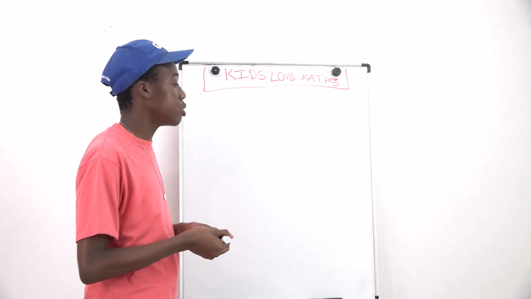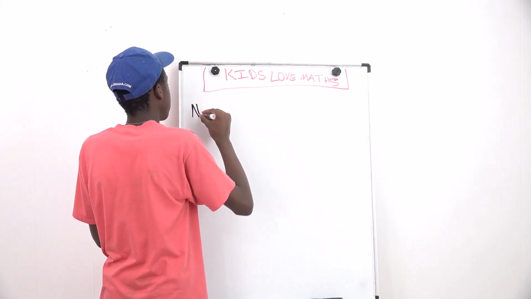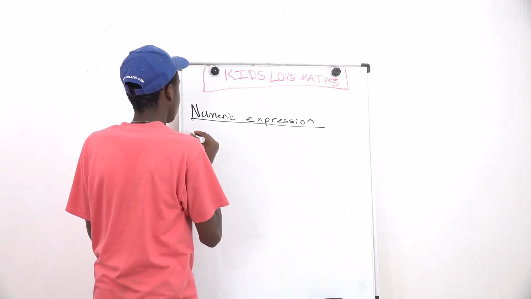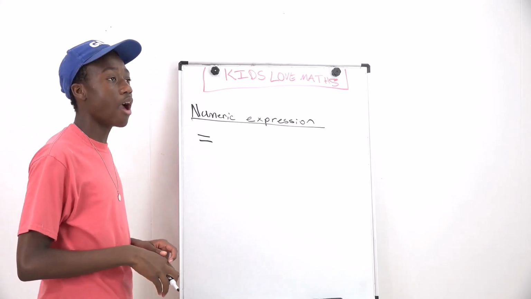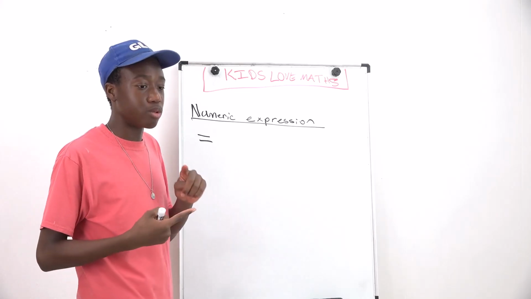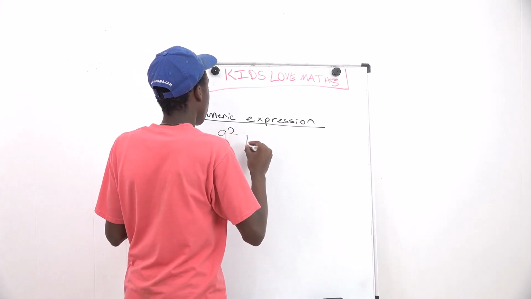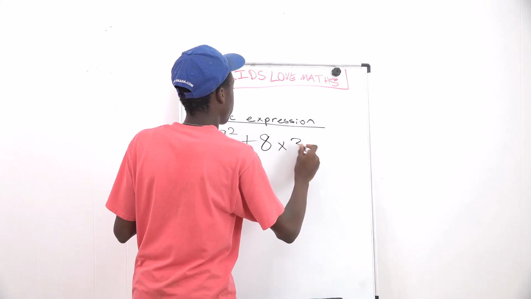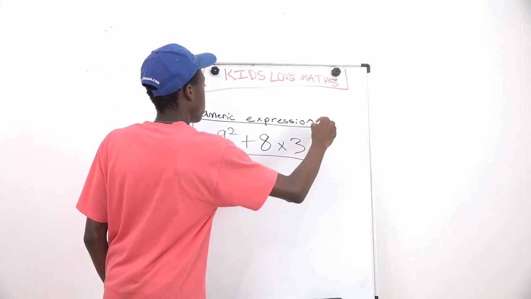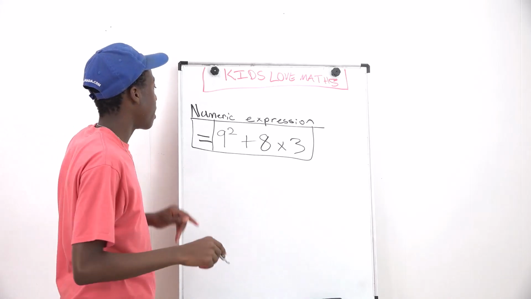So, what is order of operations? First, let's start with a numeric expression. What's a numeric expression? A numeric expression is when you have a math sentence that has no equal sign, no nothing, has only symbols and numbers. For example, 9 raised to the power of 2 plus 8 times 3. This is what is called a numeric expression. No equal signs, no nothing.